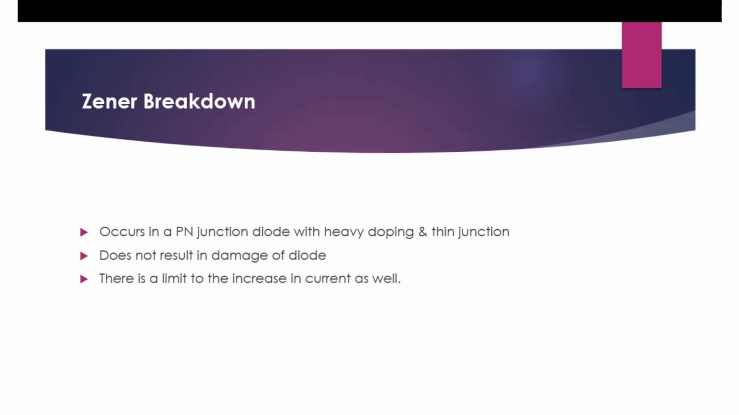Zener breakdown occurs in a PN junction diode with heavy doping and a thin junction, which means that the depletion layer width is very small, and Zener breakdown does not result in damage to the diode. Since the current is due to drifting of electrons, there is a limit to the increase in current as well.